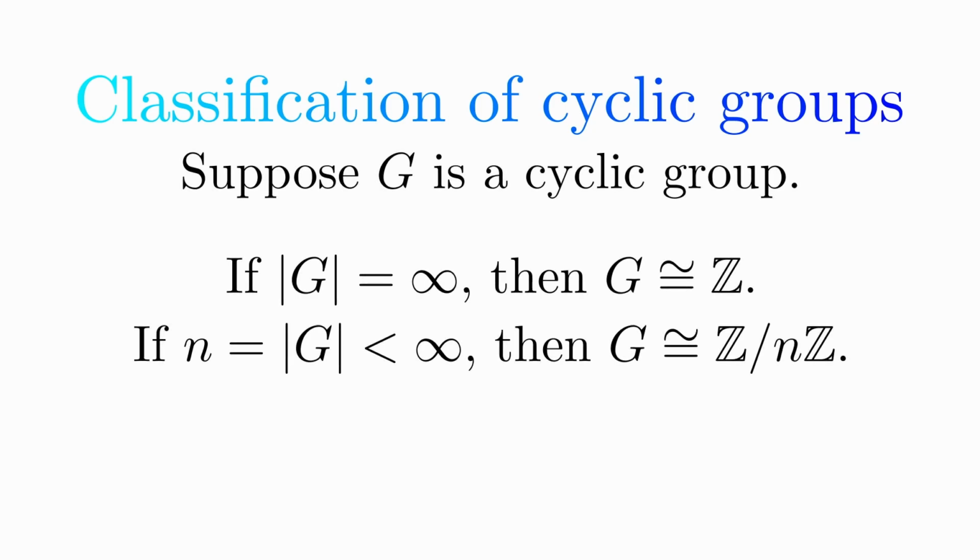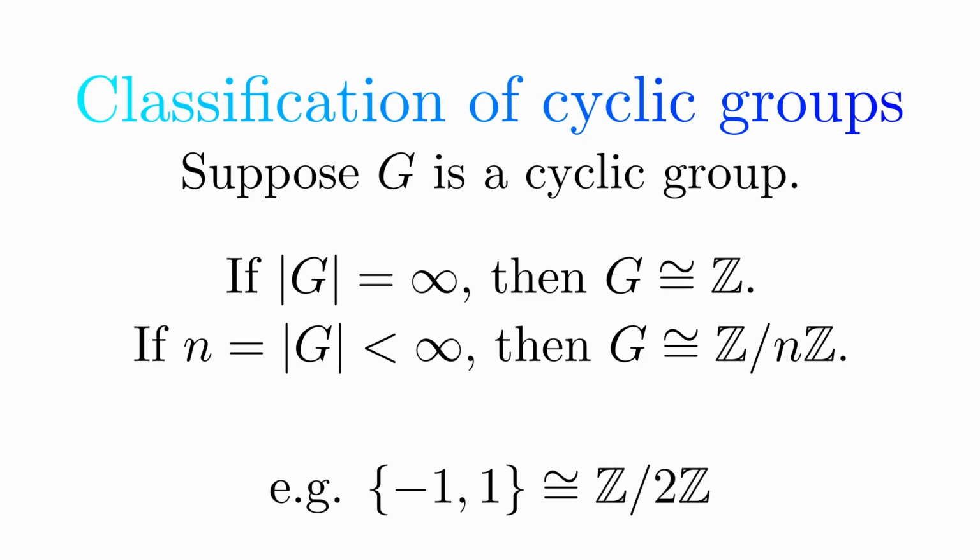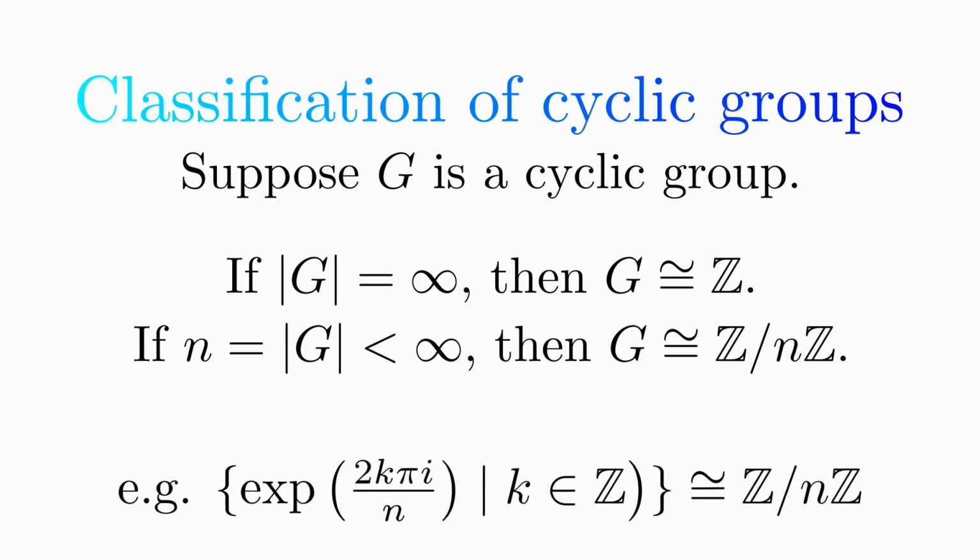This also allows us to classify all cyclic groups. We get that every infinite cyclic group is isomorphic to the integers and any finite cyclic group is isomorphic to some quotient of the integers. For example, the group of -1 and 1 under multiplication is isomorphic to the quotient of the integers by the even integers. More generally, the group of the roots of unity of order n is isomorphic to the quotient of the integers by the multiples of n.